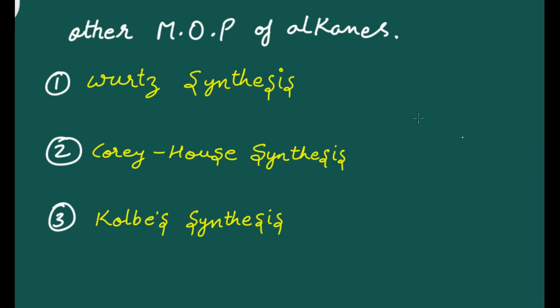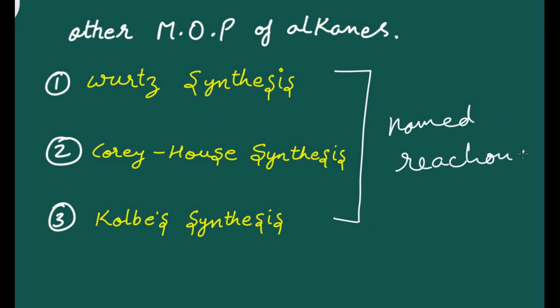The other methods of preparation are Wurtz synthesis, Kolbe's synthesis and Corey-House synthesis. Now if you think about it, all these are named reactions, right? So we will discuss these named reactions one by one in the upcoming videos. So this will be it for today's video. These were the 4 methods.